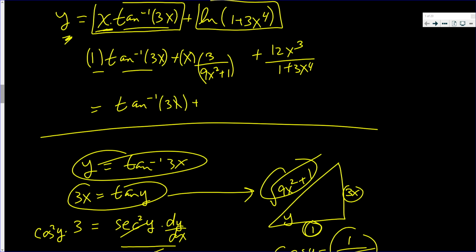3x plus x times 3 over 9x squared plus 1 plus 12x cubed over 1 plus 3x to the 4th. And that's the answer for that problem. Let us finish with this interesting problem.